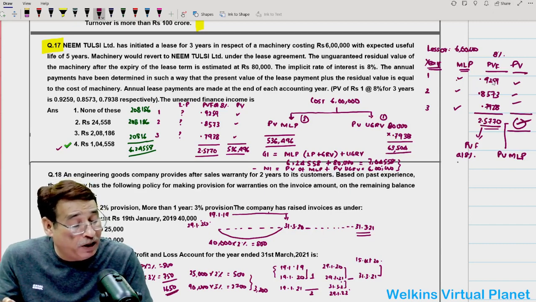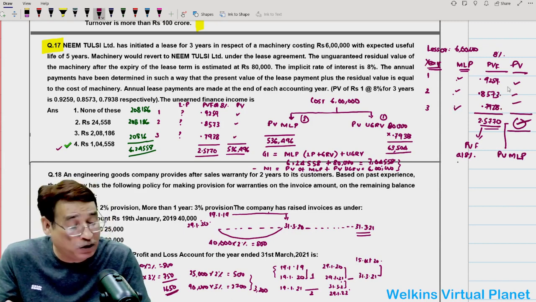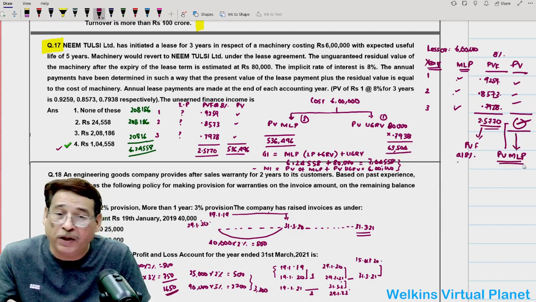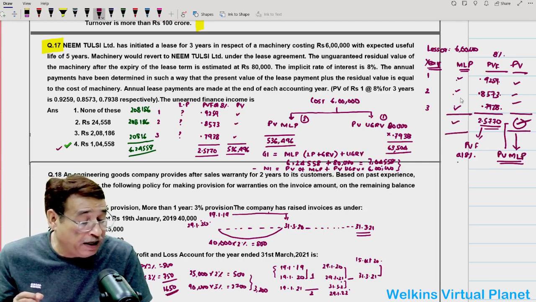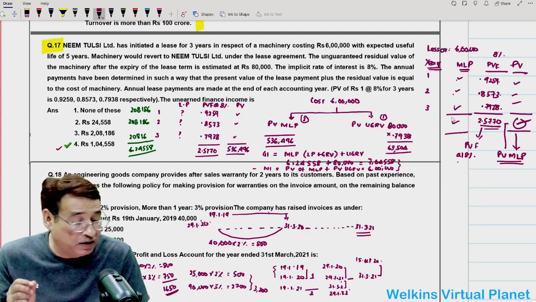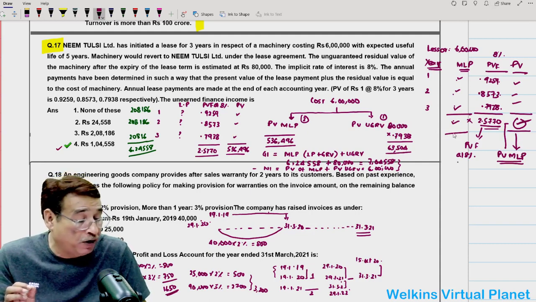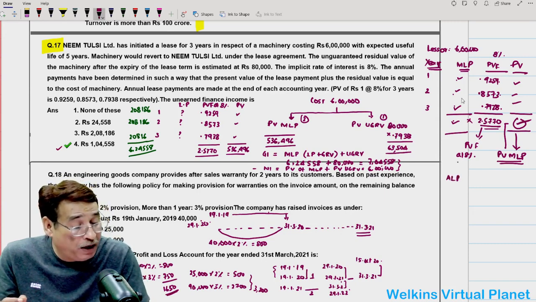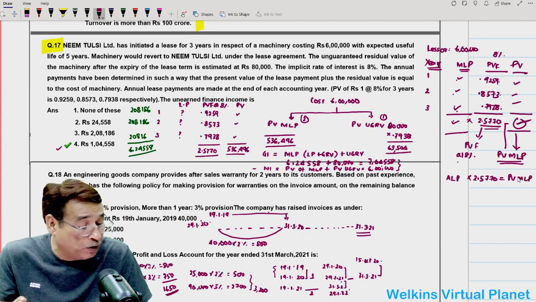See here, if I multiply this item with this factor, this particular item with this particular factor, and then add all these items, it will give me the present value of minimum lease payment. Now, if I simply take one annual installment, don't total them up, one single installment, and multiply it with this, again you will get the same figure. Are you getting my point or not? That means if I take one annual lease payment and multiply it with 2.5770, I will get the present value of minimum lease payment. I can also get it this way around.